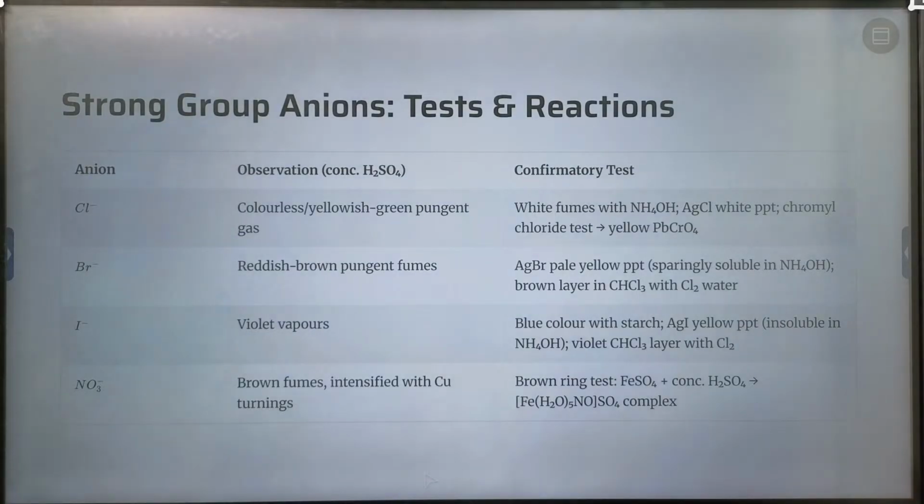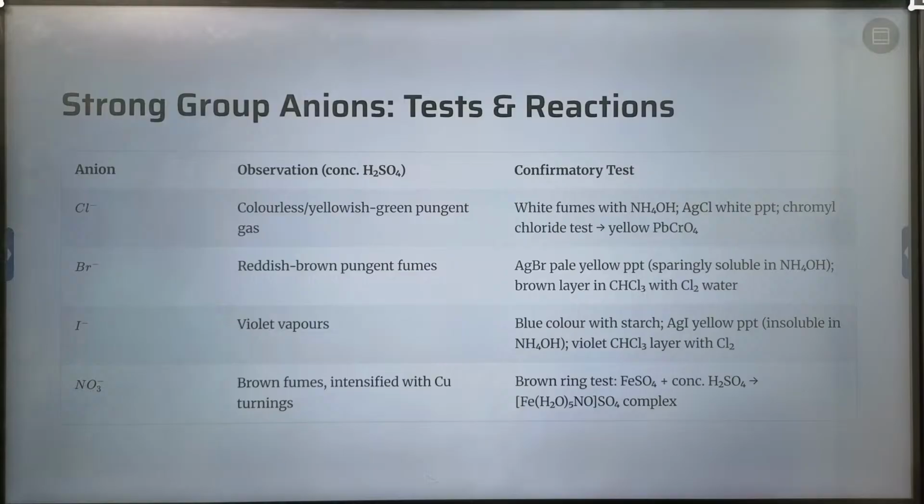So the next one is the strong group of the anions. When you consider the strong group of the anions, mostly they are halogens and the nitrate. So for halogens, chlorine, we go for the dry test itself, right? You will get greenish yellow vapors with a pungent smell. Pungent smell is nothing but it causes irritation to your nasal tract and your windpipe. So then it is said to be a pungent gas.